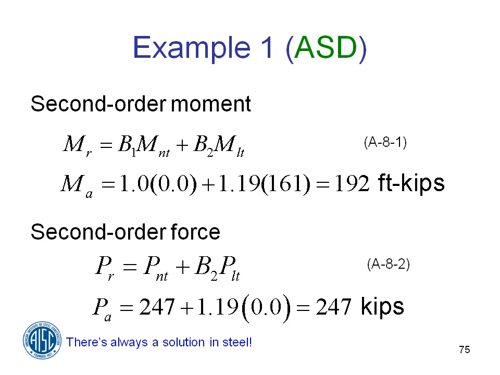And as far as the force is concerned, there's never an amplification on the PNT, so that's the 247. And there was no axial load due to lateral loading or lateral translation, so the axial did not increase. So we have to design the column for 192 foot kips instead of this 161 and 247 kips.